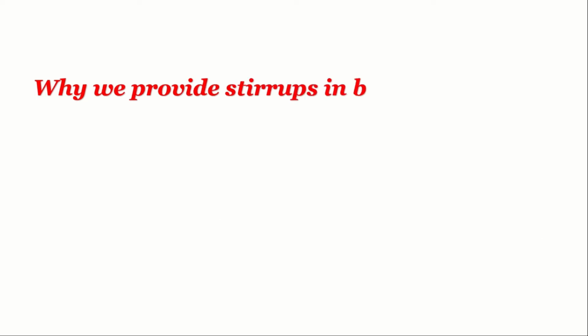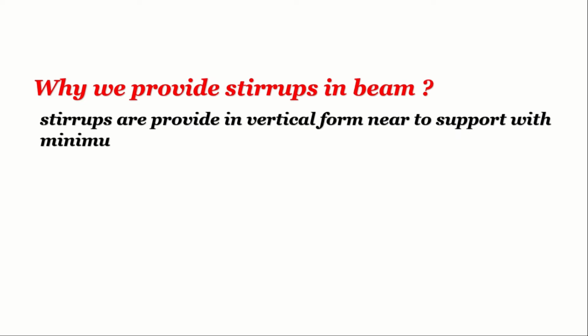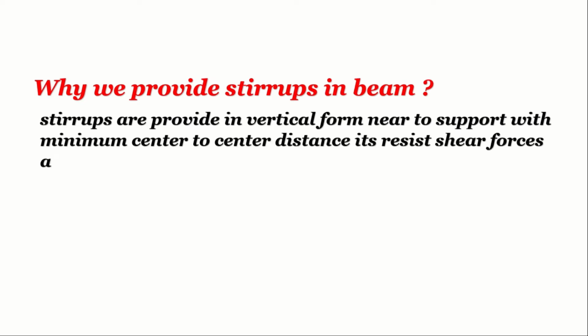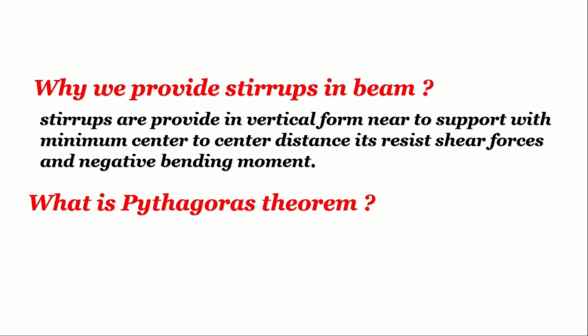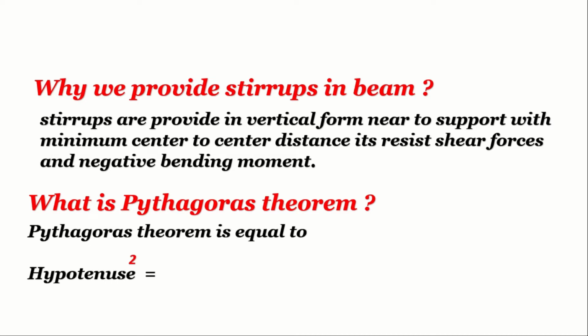Why do we provide stirrups in beam? Stirrups are provided in vertical form near the support with minimum center to center distance. They resist shear forces and negative bending moment. What is Pythagoras theorem? Pythagoras theorem states that hypotenuse square equals base square plus perpendicular square.